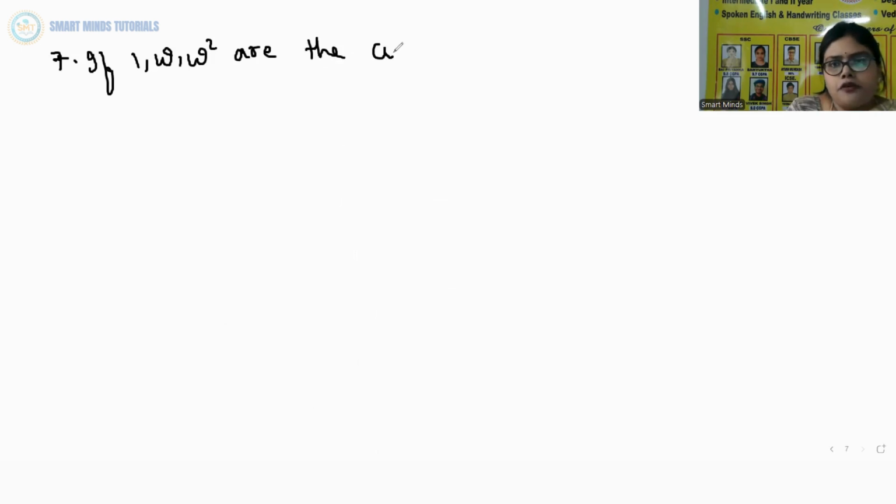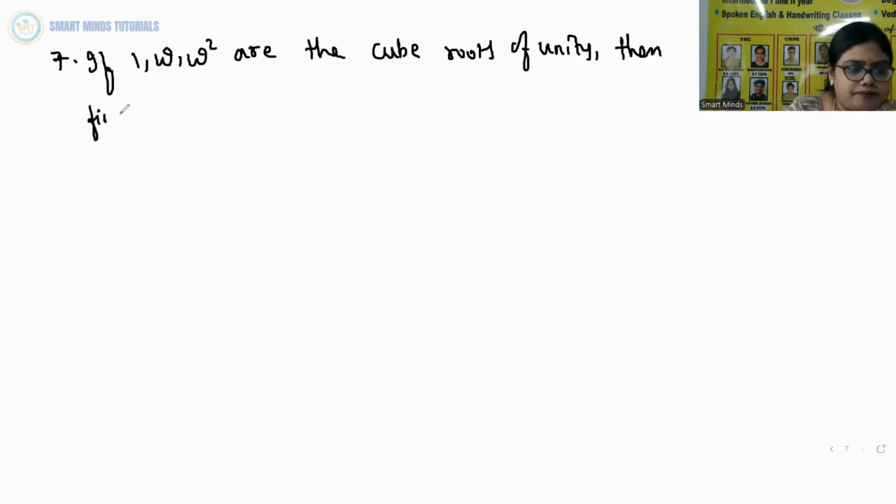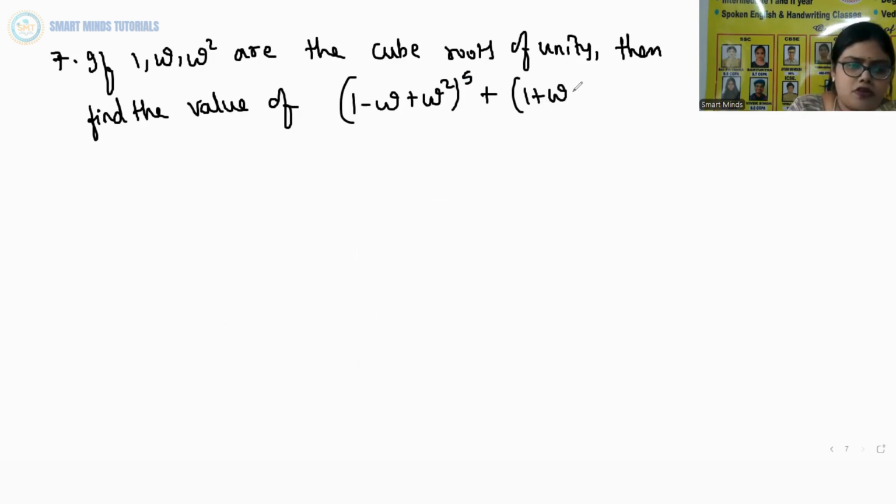Take the next question. Question number 7. If 1, omega, omega square are the cube roots of unity, then find the value of (1 minus omega plus omega square) whole power 5 plus (1 plus omega minus omega square) whole power 5.